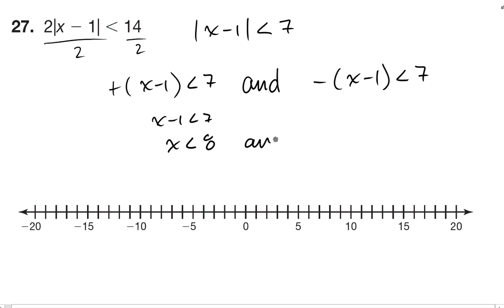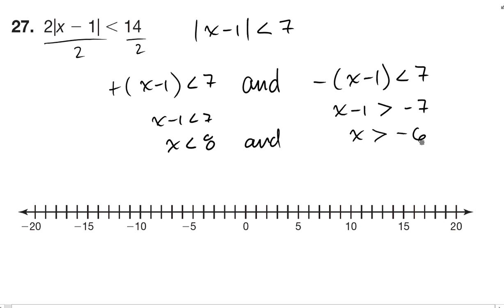And my other condition, I'm going to multiply both sides of this inequality by negative 1. When I do that on the left-hand side, I get x minus 1, and on the right-hand side, I would get a negative 7. Pausing for a moment, I realize that I've multiplied both sides by negative 1, so I'm going to flip the direction of my inequality. So it is now x minus 1 is greater than negative 7, and adding 1 to both sides, we get that x is greater than negative 6.